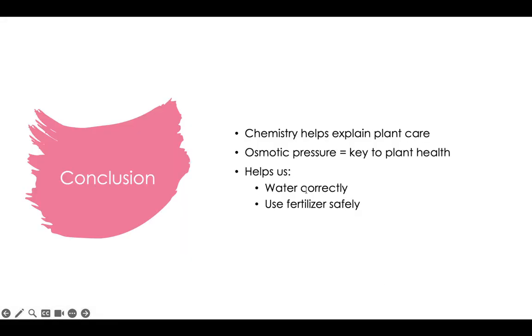In conclusion, osmotic pressure is a key chemical concept that explains how plants absorb water and nutrients. Even though it's a chemistry concept, it has a direct impact on everyday plant care. Understanding it can help us avoid things like overwatering or overfertilizing, and ultimately helps plants grow healthier and stronger.